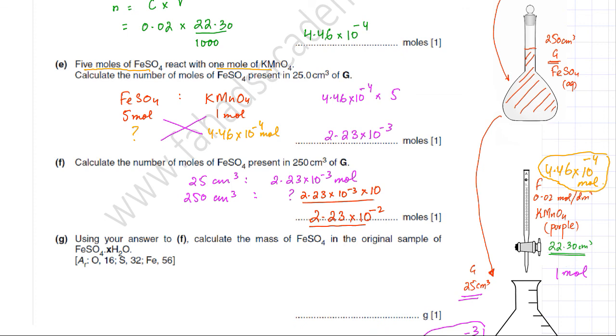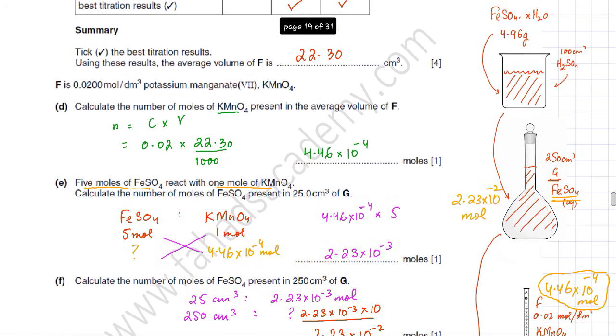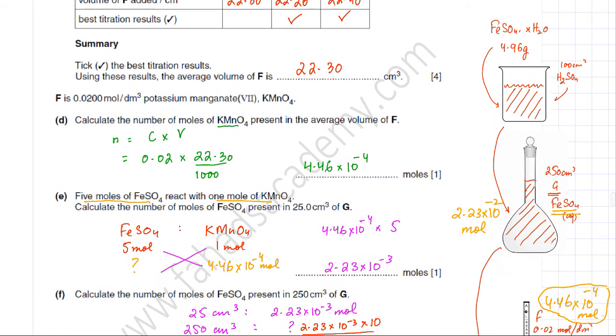And let's put that on the sketch as well. The amount of moles of FeSO4 in this flask over here is going to be 2.23 times 10 to the power minus 2 moles. And where did all these moles of FeSO4 come from? We found the moles of FeSO4. All these moles were coming from this hydrated salt that we dissolved initially.